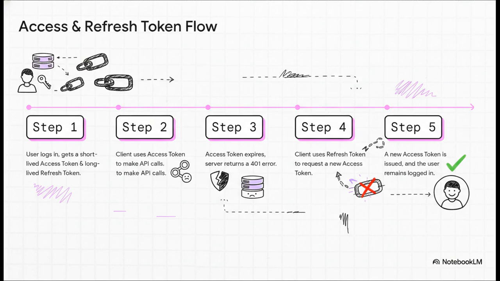So this is the modern security dance using tokens. Step 1, a user logs in and gets two things back, a short-lived access token and a much longer-lived refresh token. Step 2, they use that access token to call your APIs, but eventually it expires. Step 3, the server says, nope, and sends back an error. But here's the magic. Step 4, instead of bugging the user to log in again, the client uses its secure refresh token to silently ask for a new access token. And step 5, a brand new access token is issued and the user session just continues on. Completely seamless. It's secure and it's a way better user experience.